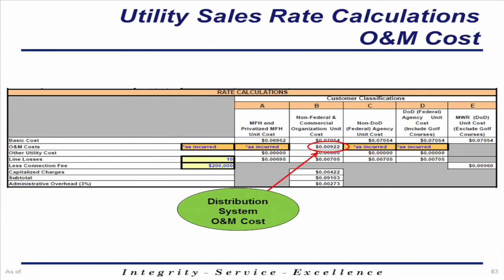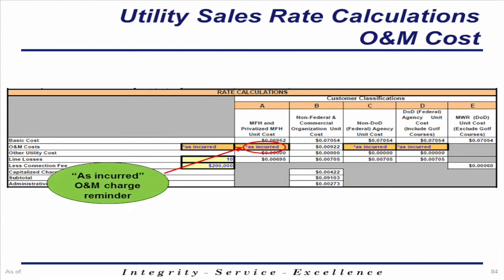This is an example 3556 for electric service, showing the O&M costs. You can see there's a spot there for as incurred O&M charge. That is solely a reminder. The O&M charge is not going to show up there for those federal customers. You can see for the non-federal customers, there is a distribution O&M cost that shows up on this form in that block.